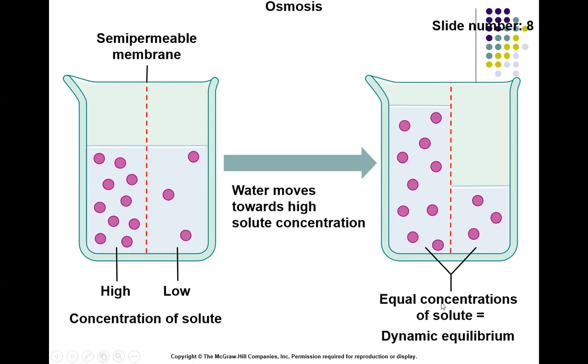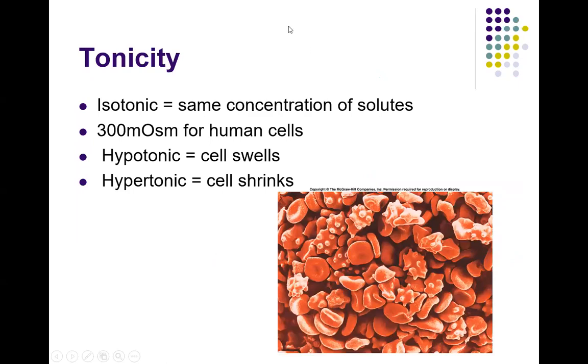Now, equal concentrations of solute to solution on each side. A lot of times we look at how solute to water concentrations affect our cells, and we talk about tonicity. We're going to use three different terms for tonicity: isotonic, hypotonic, and hypertonic. An isotonic solution is going to have the same concentration of solutes as are inside of your cells. So there would be no net movement of water into or out of the cell.